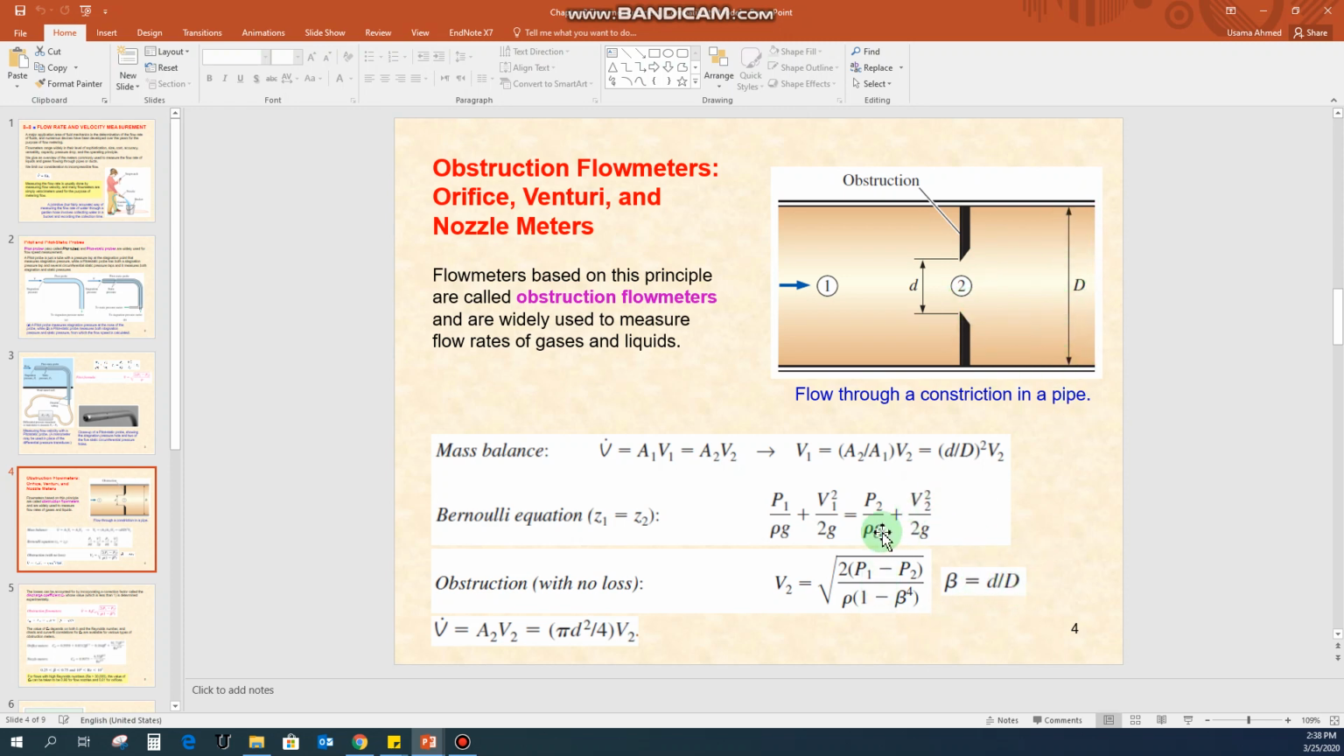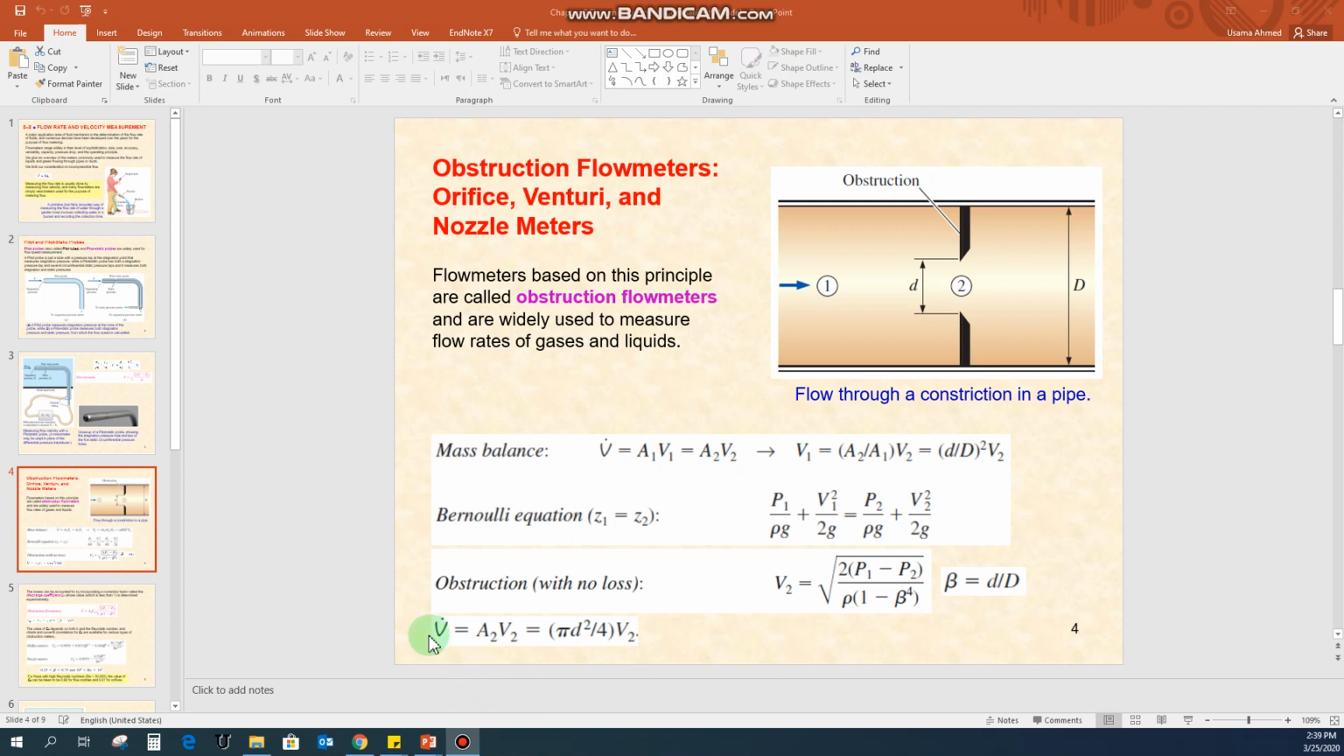So we can rearrange this equation to get the value for the velocity at the point 2, and in terms of this ratio of smaller d to capital D, we can write this one in terms of beta. Okay, so once we have the value for this V2, that is the velocity at point 2, now we can actually calculate what should be the volumetric flow rate at the point 2. So we can multiply the V2 with the cross-sectional area of this orifice meter to get the value for the volumetric flow rate.